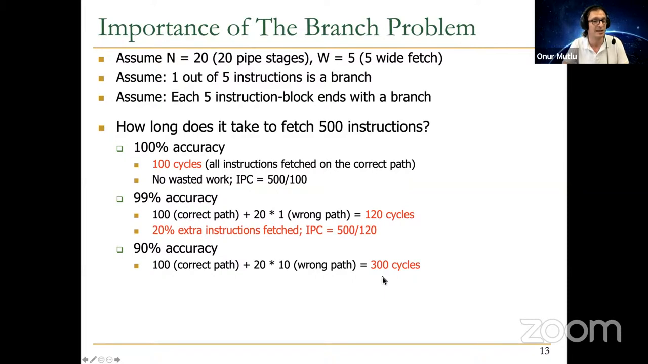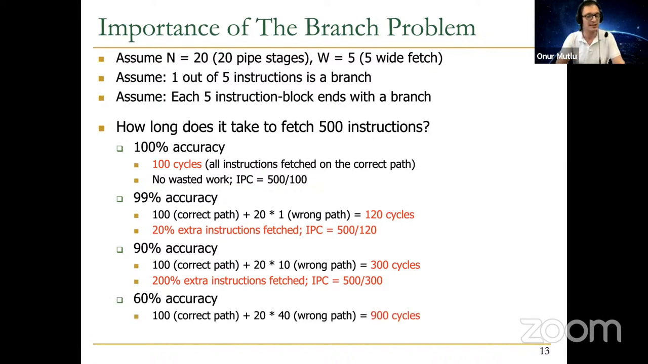Now quickly it became bad, right? And I've fetched 200% extra instructions. You can see from the ratio over here: 100 cycles are spent on the correct path, 200 cycles on the wrong path. Now my fetch IPC is 500 divided by 300, 1.67, which is much worse, three times worse than the perfect IPC with perfect branch prediction. Okay, now you can go to the exercise.